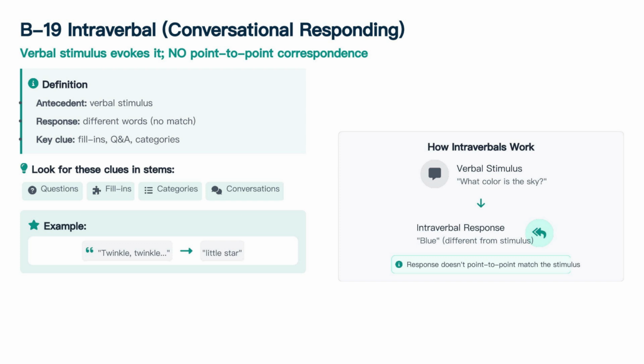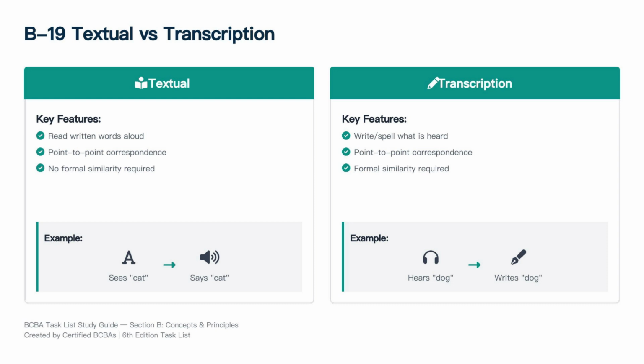Textual and transcription are easy to confuse, so anchor on what's controlling the response. Textual is reading written words aloud, and transcription is writing/spelling what you hear. Both have point-to-point correspondence, but on the BCBA exam, formal similarity is not present when the stimulus and response are in different modalities, e.g., spoken words to written words is transcription, or written words to spoken words is textual.